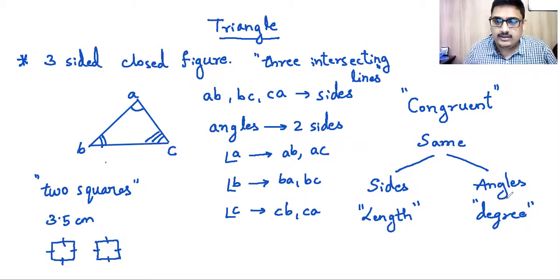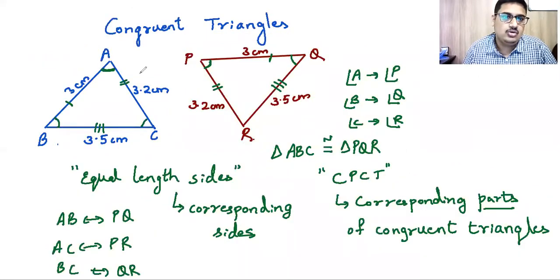Then we said about congruency means we are talking about sides and angles. When it comes to sides, we have to say same sides. Same means with respect to length. Angles means whatever the degree that we are measuring, that comes into picture. Then congruent triangles, under this we studied equal length and corresponding parts, CPCT.